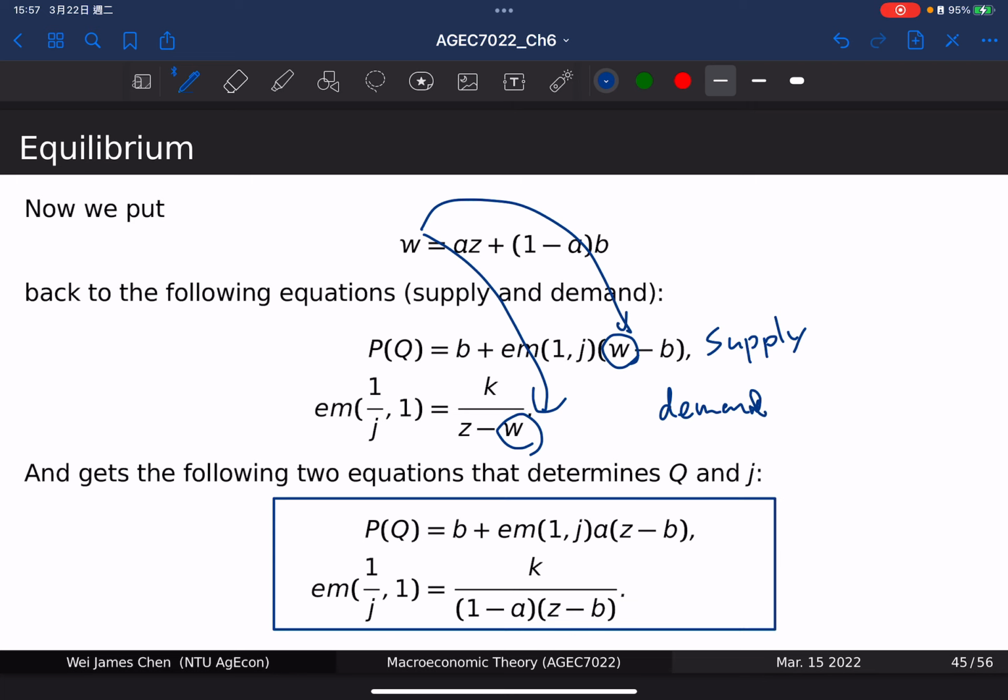PQ will be B plus EM1J times A times Z minus B. And EM1 over J1 will be K divided by 1 minus A times Z minus B. And this is very simple algebra. You should be able to do it by yourself. I'm not going to do it right now. Very simple. If you just plug it there and do some math you learn from middle school, you will be able to do it. Not that hard.